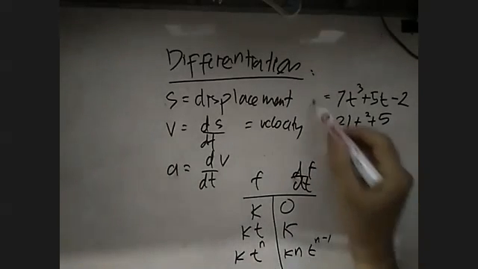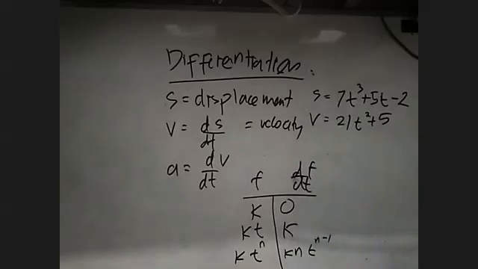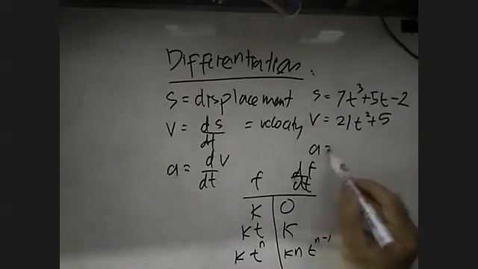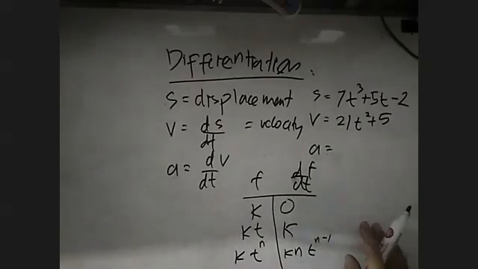Now this is S and this is the V there. What about the A, the acceleration now? Acceleration we are going to derive from V. 21t squared, that is this part. 21 times t power 2. The derivative is 21 times 2. That's going to be 42.